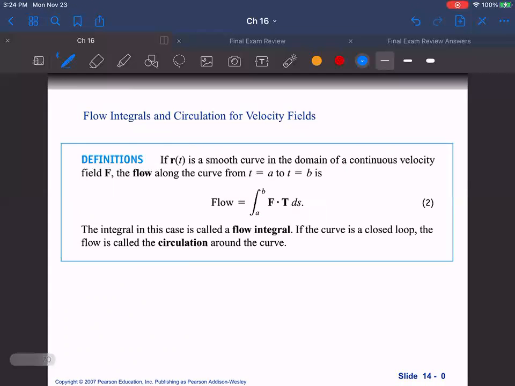Here we're talking about flow integrals and then circulation. So if we're looking at r of t as a smooth curve in the domain of a continuous velocity field F, the flow along the curve from t equals a to t equals b is our regular old line integral. The integral in this case is called the flow integral if we're talking about this moving fluid. If the curve is a closed loop, the flow is called the circulation around the curve.